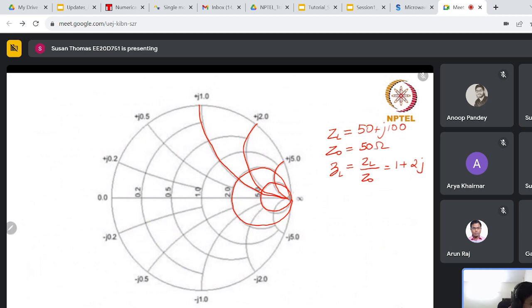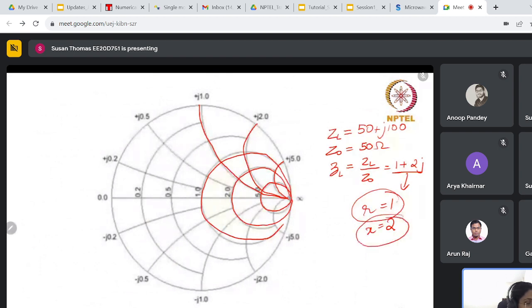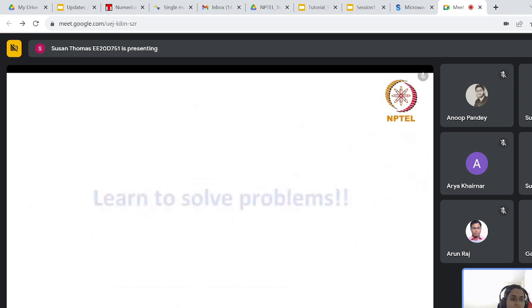Find the R circle, which is basically the R equal to 1 circle. So from this, R is equal to 1 and X is equal to plus 2. That is very important. You have to find the intersection point of the R equal to 1 circle and the X equal to 2 circle. So this is the intersection point, and this is the load impedance which is being plotted. So, having given all these short introductions, let us move on to solving some problems.